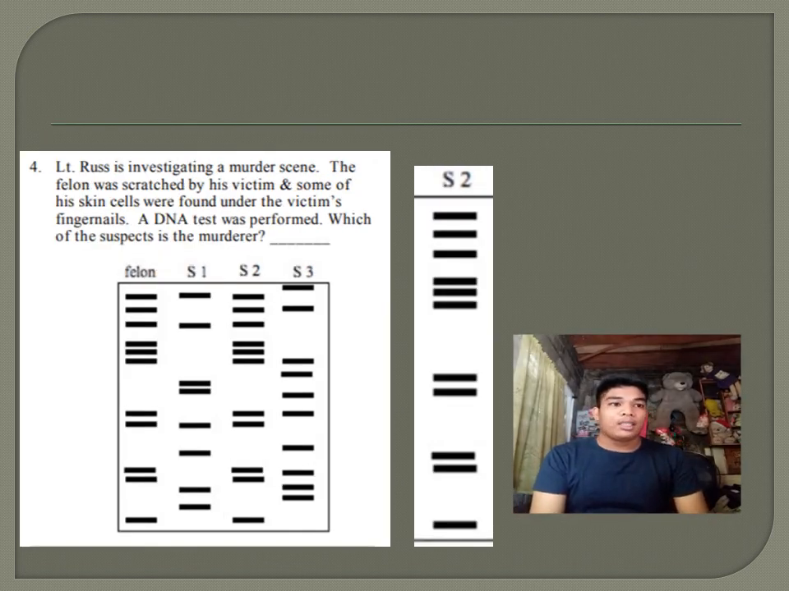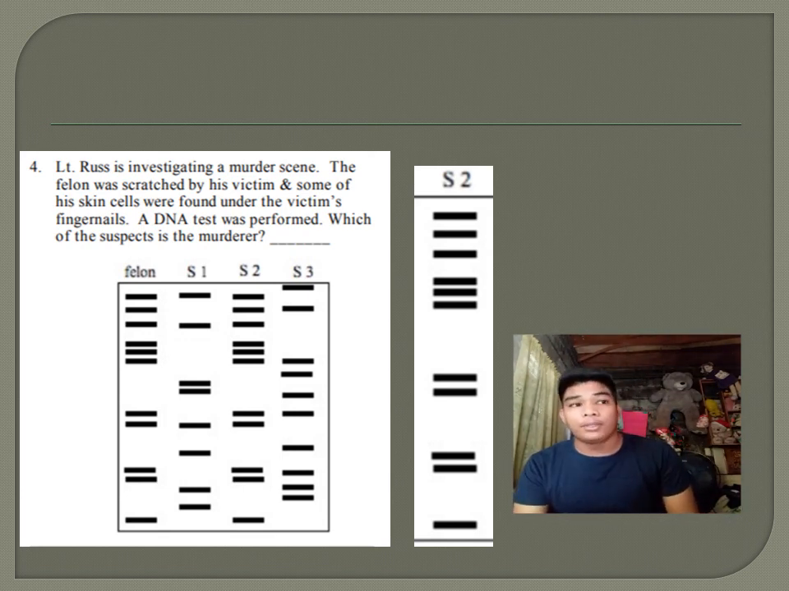Number 4. Lieutenant Ross is investigating a murder scene. The felon was scratched by his victim, and some of his skin cells were found under the victim's fingernails. A DNA test was performed. Which of the suspects is the murderer? The murderer is the second suspect.